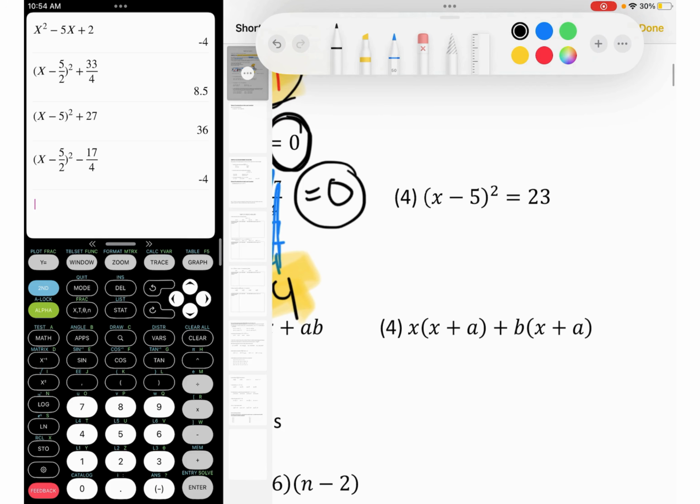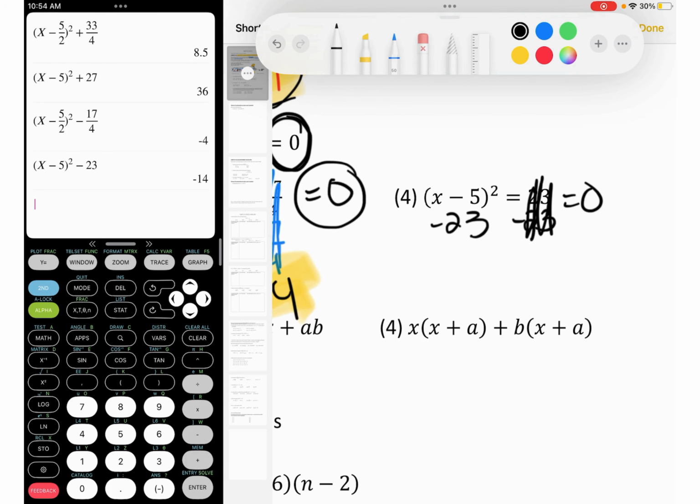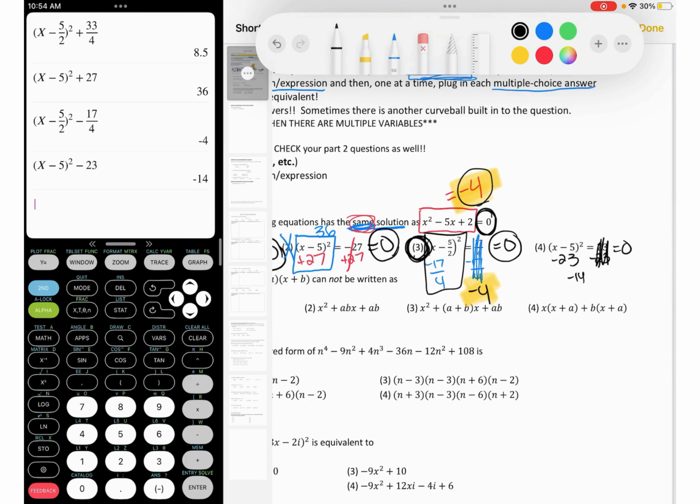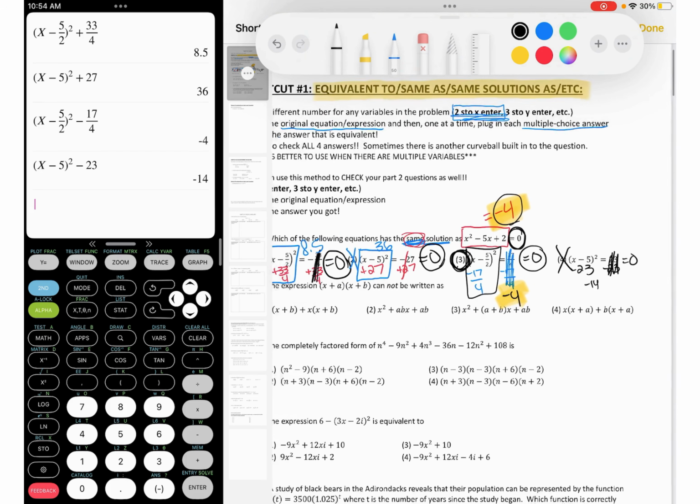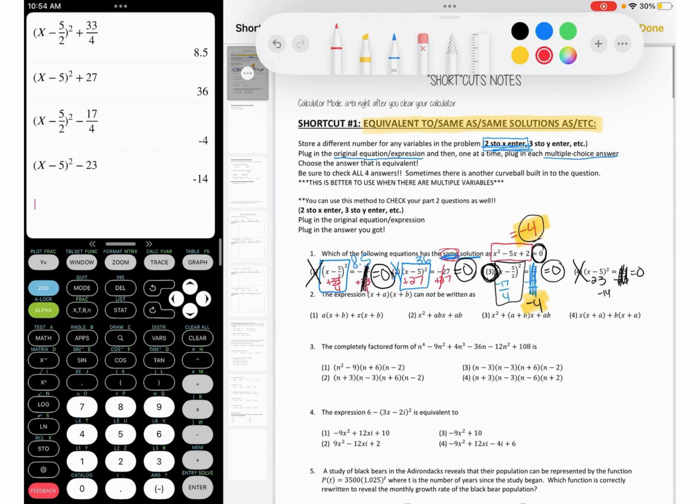Please be smart and check all of your choices. I'm just going to do this one super quick so you can see what I mean. Rinse and repeat, literally the exact same type of thing. Get it equal to 0. Type it in, and I got negative 14. So negative 14 is not equal to negative 4. It's not choice 4. So again, if all of that made sense to you, that's one of the harder ways of doing the shortcut, and it's because it wasn't in the correct setup. Because that original one was equal to 0, I had to get all of these equal to 0 as well for this to work out.